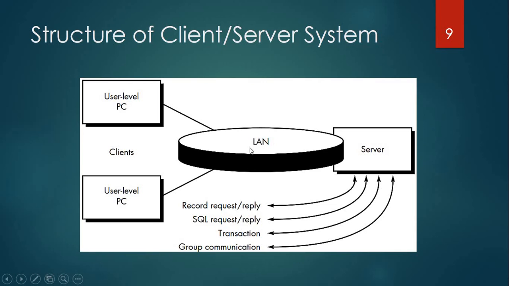This is the structure of a client server system. In it, there will be a LAN that will connect the users as well as the server. So a LAN is shared between all users and servers. These two are the client systems, and this is the server. The server will reply with a record if that is requested by the user. If the user requests an SQL query, then the server will reply to that query. Transaction and group communication will be performed by the server and user via this LAN.